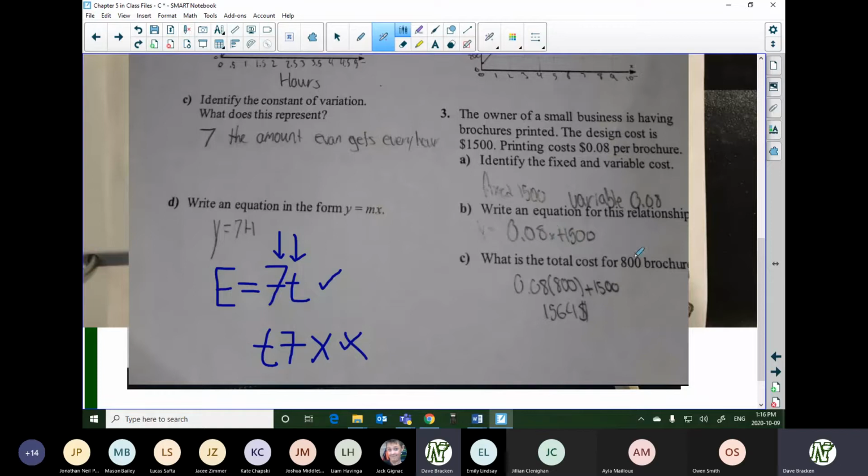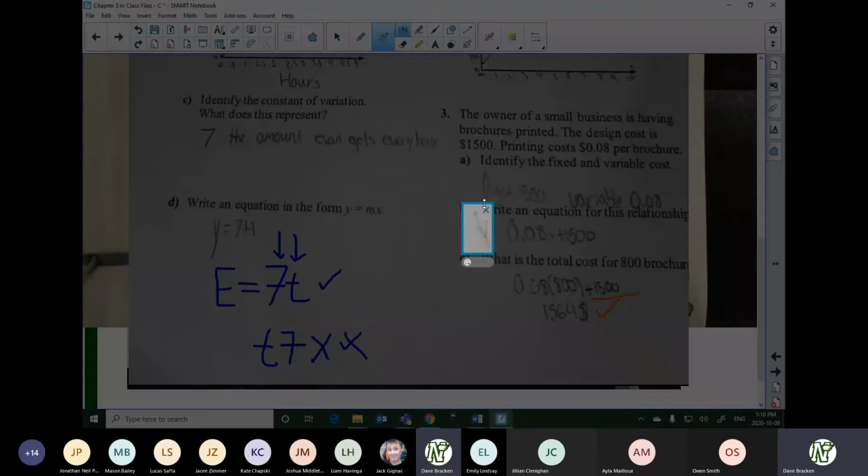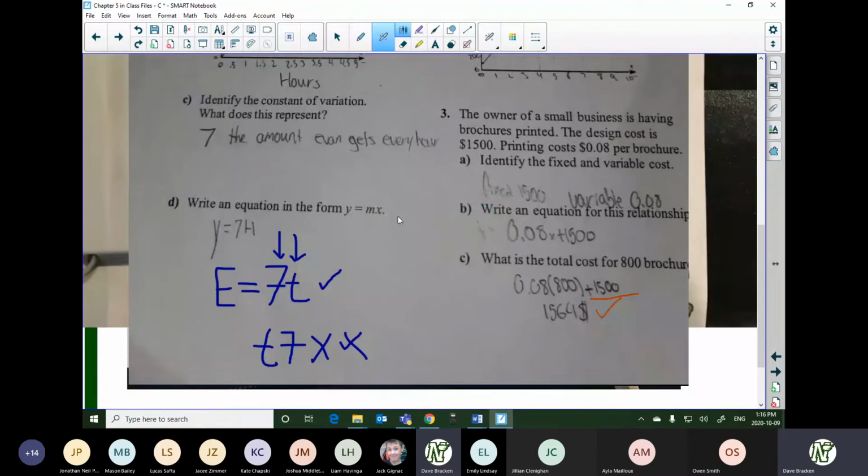What's the total cost of 800? Multiply 800 by 0.08 and then add 1,500. You get your final answer. It's very cheap to print off brochures after you get the setup of $1,500. Is everybody good with the first page?